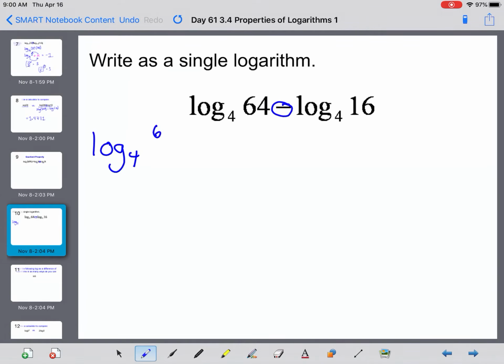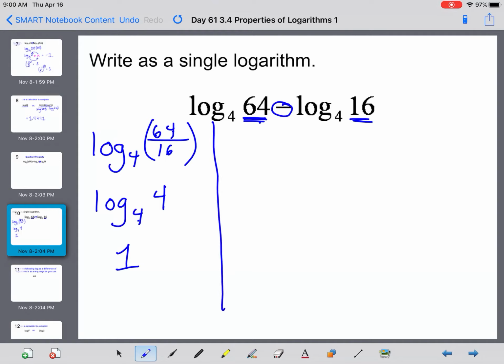If I see this subtraction sign right here, that tells me I'm going to be dividing the arguments, and they're going to go in order. The first one is going to be the numerator. The second one is going to be the denominator. So this is going to be log base 4 of 64 divided by 16 is 4. And then when I see log base 4 of 4, 4 to what power is 4? Well, that's just going to be 1. So we were able to do that using our properties of logs.